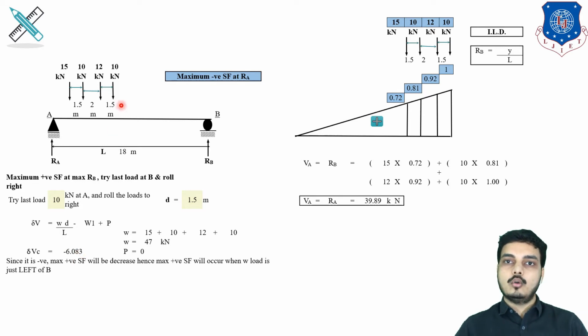So we can't roll out this 10 kilonewton outside of the B girder. So we have to put it at the B point or just left of the B. It has been written just left of the B.